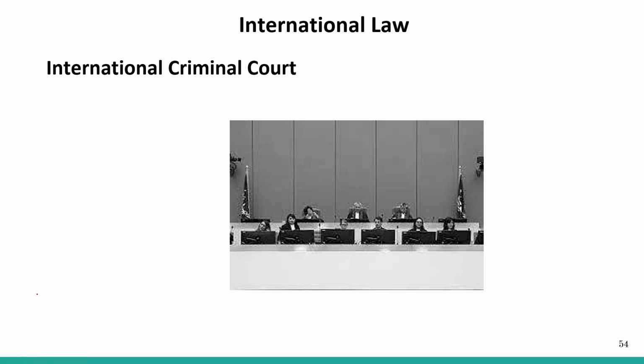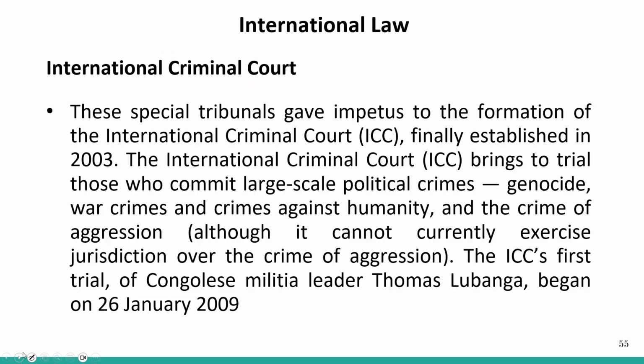Then International Criminal Court. International Criminal Court is that court which is dealing with criminal offenses that will be happening either in the international borders or international seas or various areas. Okay, this specialized tribunal gave impetus to the formation of International Criminal Court, finally established in 2003. Recently, it has been established.